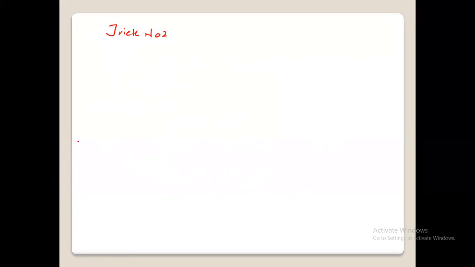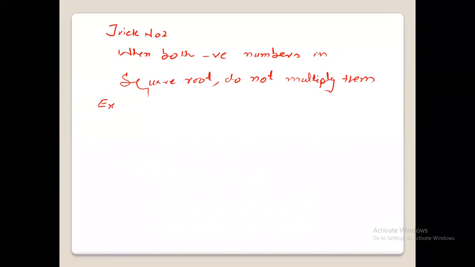Trick number 2. When both negative numbers are in square root, do not multiply them. Example, square root of minus 3 multiply square root of minus 5. So we have to write in this example, minus 3 can be written as minus 1 multiply 3, multiply minus 5 can be written as minus 1 multiply 5.